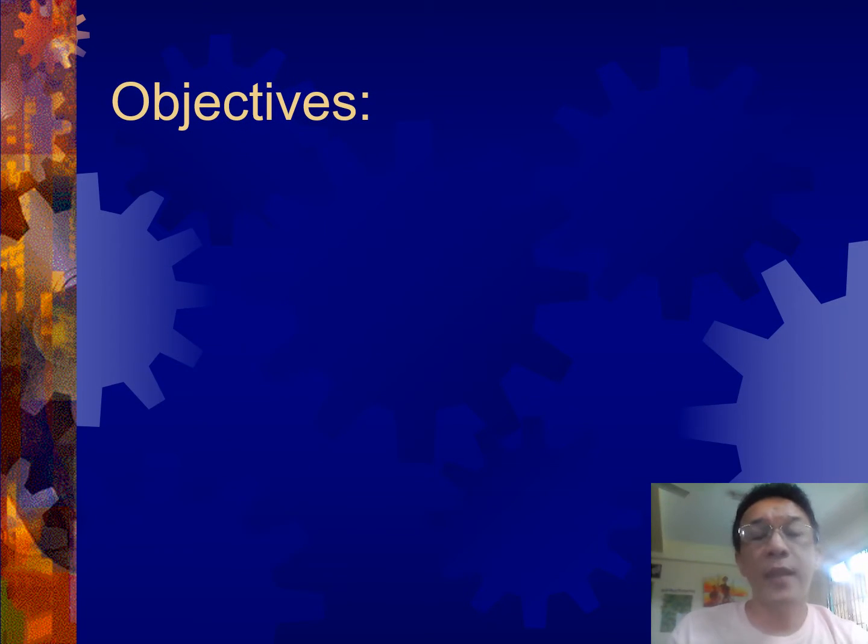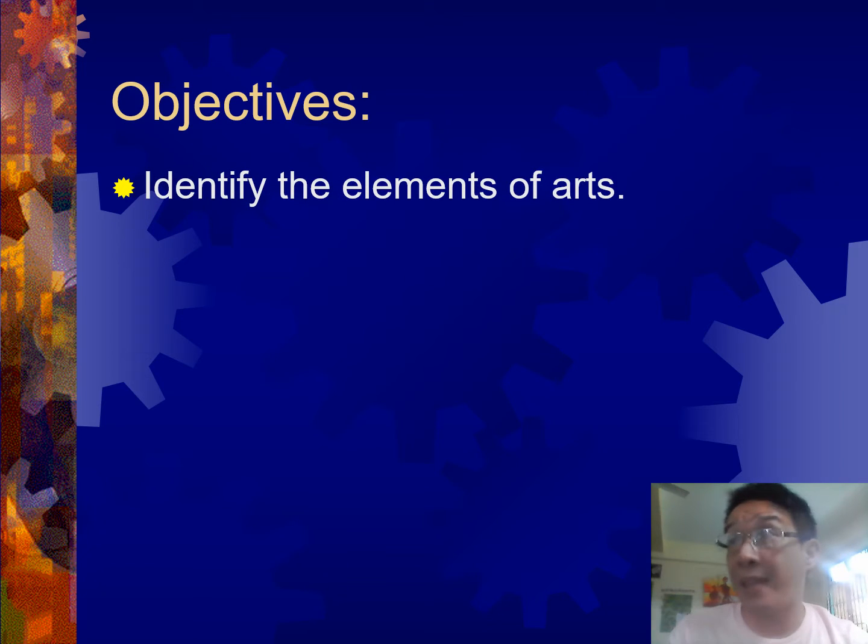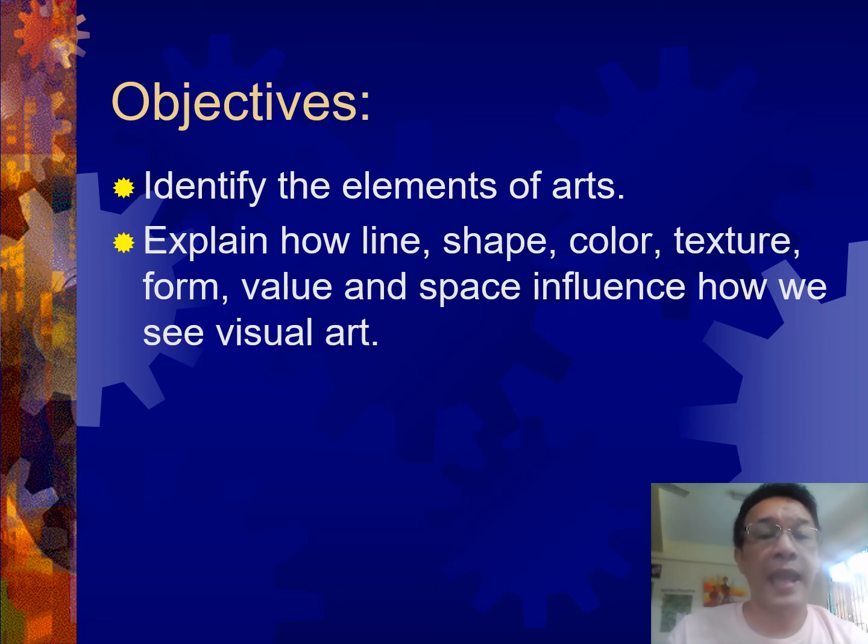Okay, so we now come to our objectives. What are the objectives of our main topic for today? Our main topic for today, class, is the elements of art, and our objectives are to identify the elements of art and to explain how line, shape, color, texture, form, value, and space influence how we see visual art.